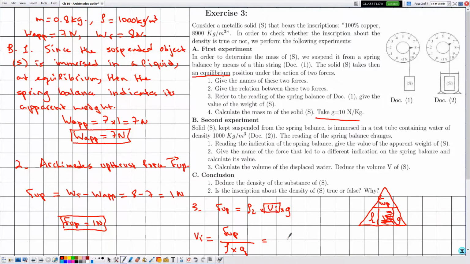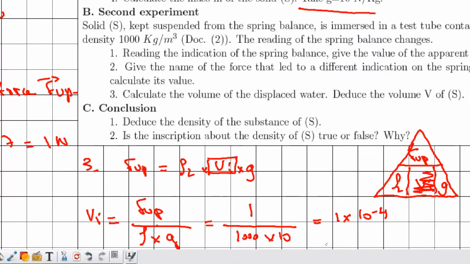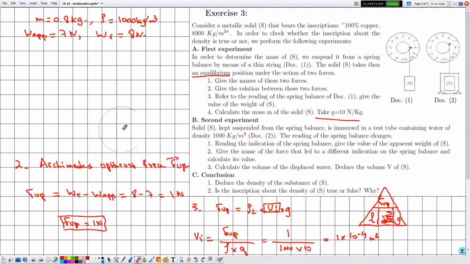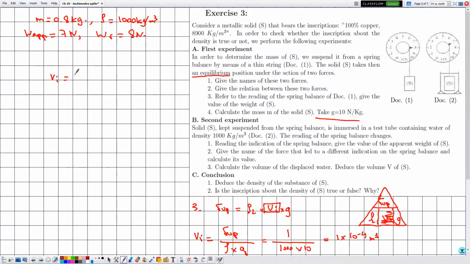The value of F upthrust that we already calculated is given by 1. The value of rho is given by 1000, which is water, and the value of G is given by 10. Plugging this on the calculator, it will give me 1 times 10 to the power minus 4. Since everything is in the SI, the value of VI will be in the SI, which is meter cube. Now we have that VI is equal to 1 times 10 to the power minus 4 meter cube.